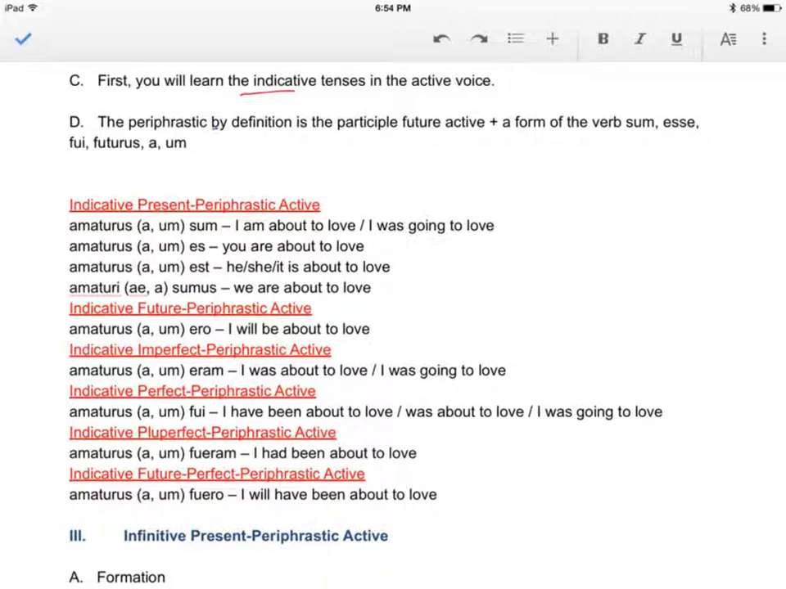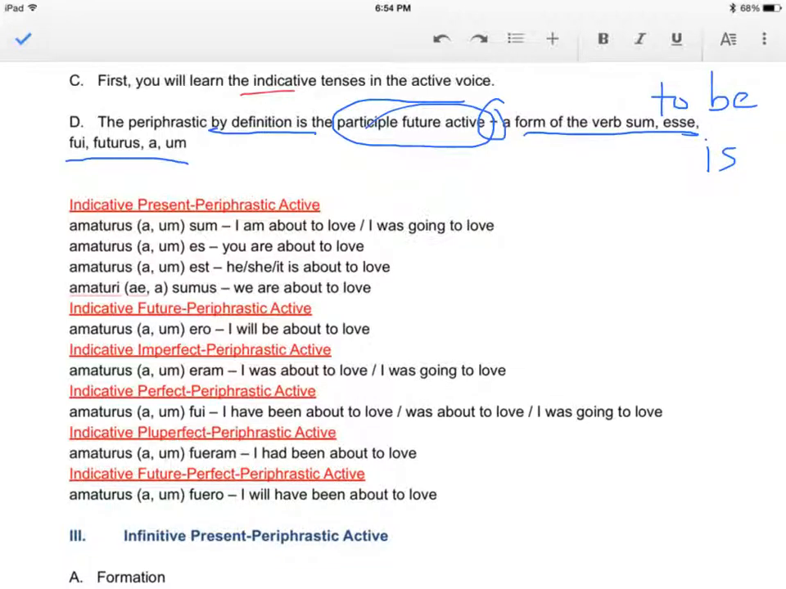By definition, the periphrastic is the participle future active, which you just learned, plus a form of the verb sum, esse, fui, futurus, futura, futurum. That's the verb to be, or the verb is. So you take the participle future active, then you add some kind of form of the verb to be.